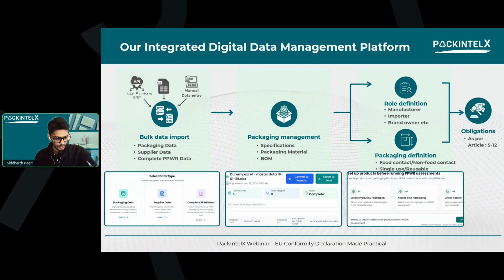And if you know that, okay, for these packaging I'm the manufacturer, for these I'm the importer, let's say, the process is very simple then. Role definition, packaging definition: if my packaging is food contact, non-food contact, single use, reuse. If step number 3 is completed, then you see the obligations automatically generated. So what is your obligation from Article 5 to 12?